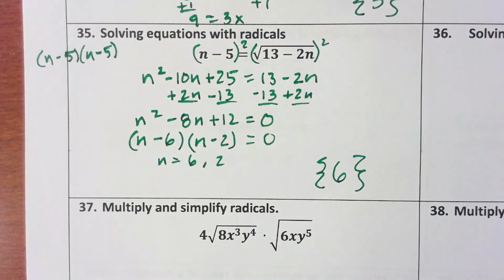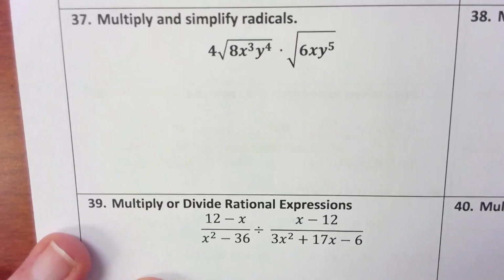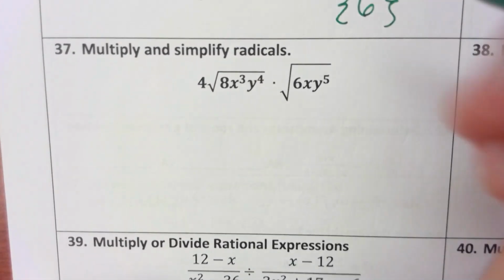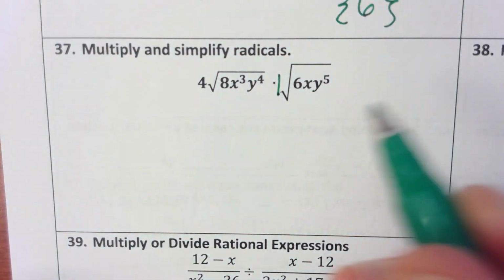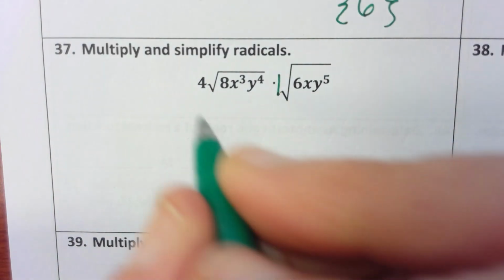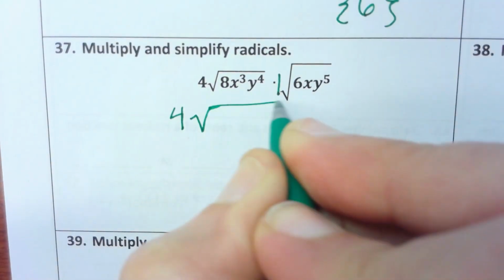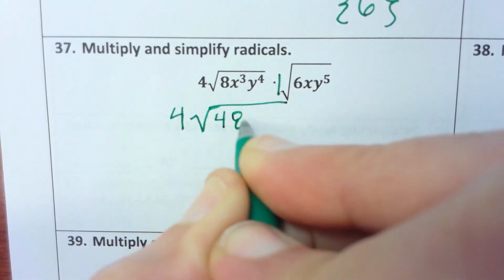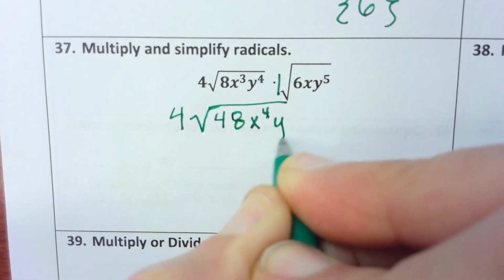Okay. Multiply and simplify radicals. So when you multiply radicals, right, you multiply coefficient times coefficient. So I'm going to put a coefficient there so we can see it. And radicand times radicand. So I've got 4 square root of 48, x to the 4th, y to the 9th.